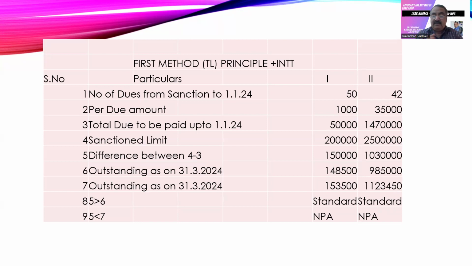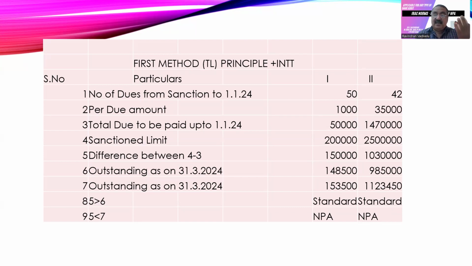Go to point number 7. Outstanding as on 31/3/24 is 1,53,500. That means instead of 1,50,000, the outstanding is 1,53,500. That means it has exceeded point number 5. Then you can term that account as NPA. This is the basic. I think you can stop viewing this program and understand this table so that you can easily work out the NPA. So this is the first method, that is, principal separate, interest separate.